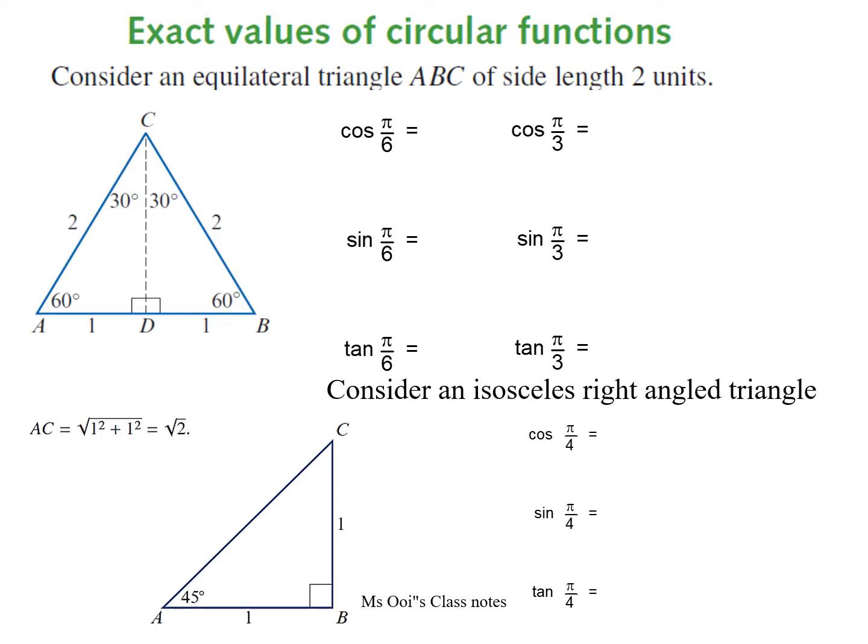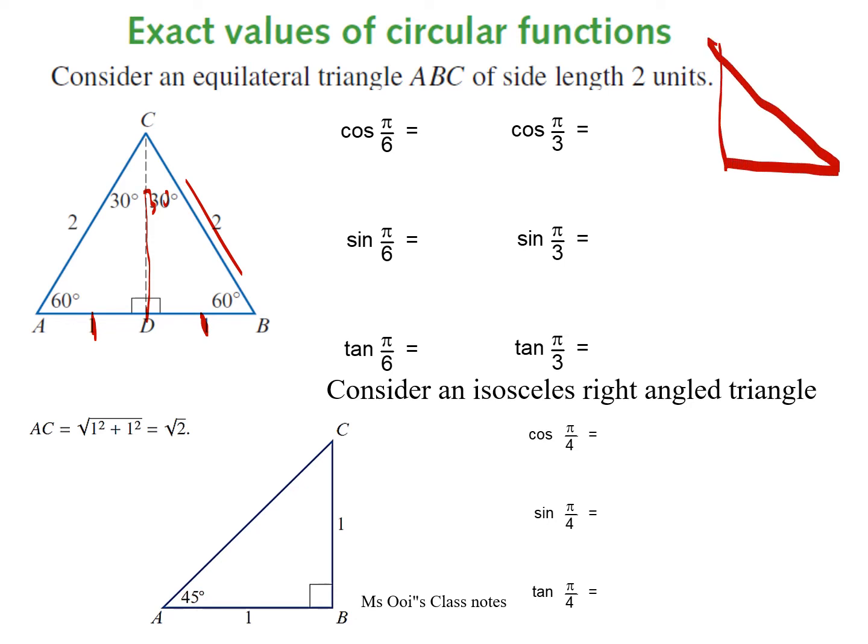Now, one method is using the special triangle. So let's look at this equilateral triangle. The simplest that I can use will be 2, 2, and 2 here. So if I were to divide this into 2 triangles, that will be 30 and 30 on one side, and that will become 1 and 1. So let's reduce to just look at one side of that triangle.